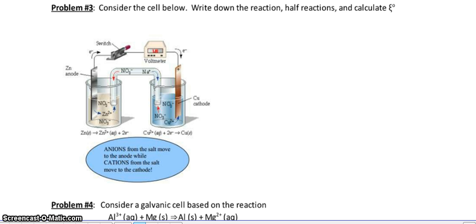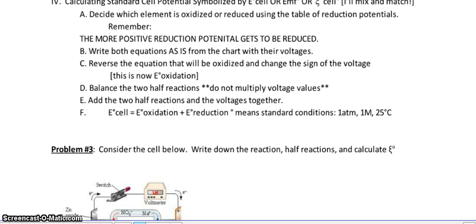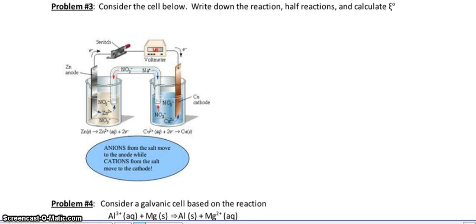Well, the first thing that the directions say is to decide which element is oxidized or reduced using the table of reduction potentials. Remember, and this is key, it really is, the more positive reduction potential gets to be reduced. So let's look these up real quick.